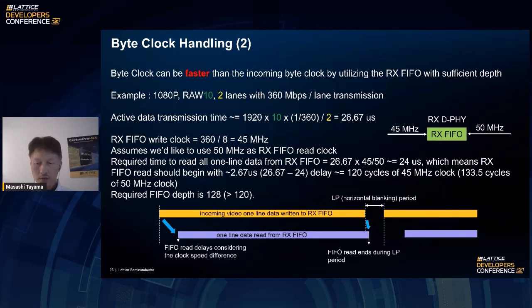During this period, the amount of write data to the FIFO is 26.67 times 45. It's about 120. So the minimum FIFO depth is 120. We can pick 128 as the FIFO depth. Eventually, you need to make the FIFO depth deeper and the wait time to start reading the FIFO longer when you increase the speed of the internal byte clock.